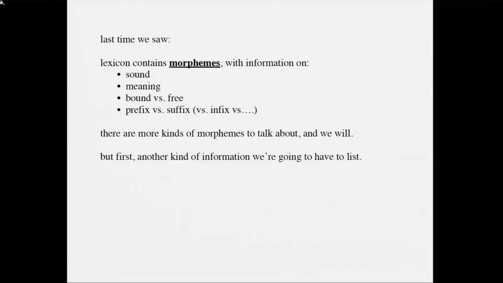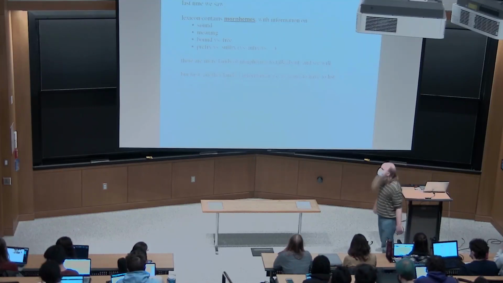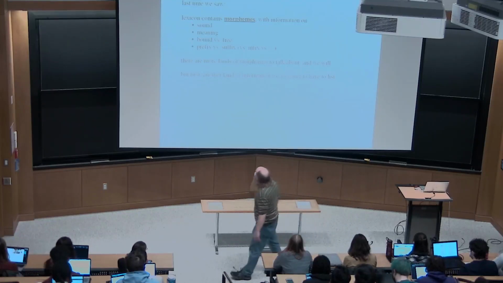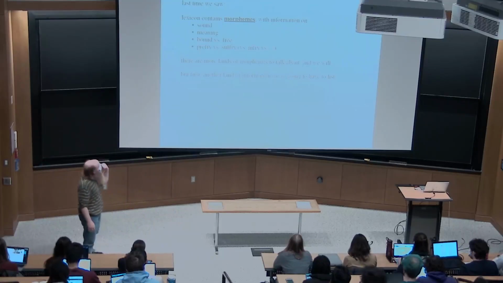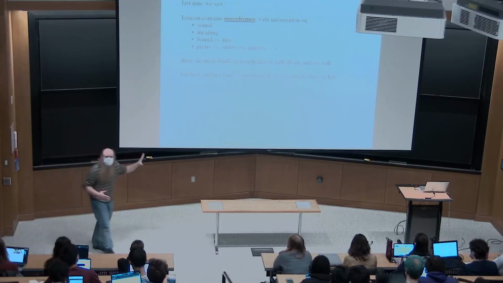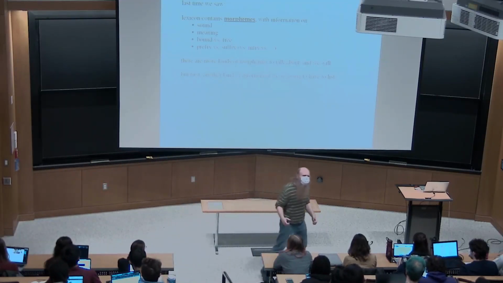And if we're talking about bound morphemes, we ran through bound morphemes from a bunch of different languages. We saw there are prefixes out there, there are suffixes, and there are other things. We talked about infixes, various other kinds of things. There are other kinds of morphemes to talk about. We eventually will. But first, what I said here was another kind of information we're going to have to list. But actually before that, is any of that unclear? Does that all make sense? Yeah. Is everyone convinced of the existence of morphemes? Are you willing to at least assume that they exist?